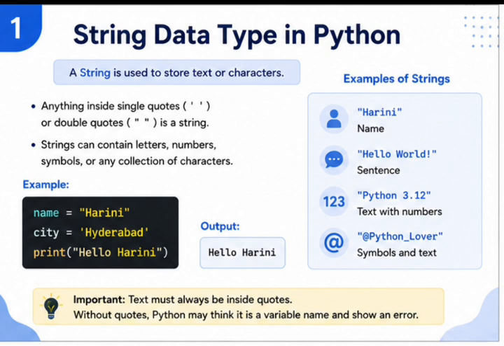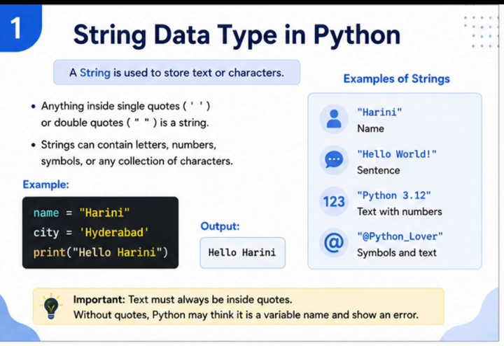Let's look at these examples. In Python, name is equal to "Harini". City is equal to "Hyderabad". Here both Harini and Hyderabad are strings because they are a collection of text characters wrapped securely in quotes. Strings can hold a single letter, full sentences, numbers, or even symbols. Python will read the string and output exactly "Hello Hari."